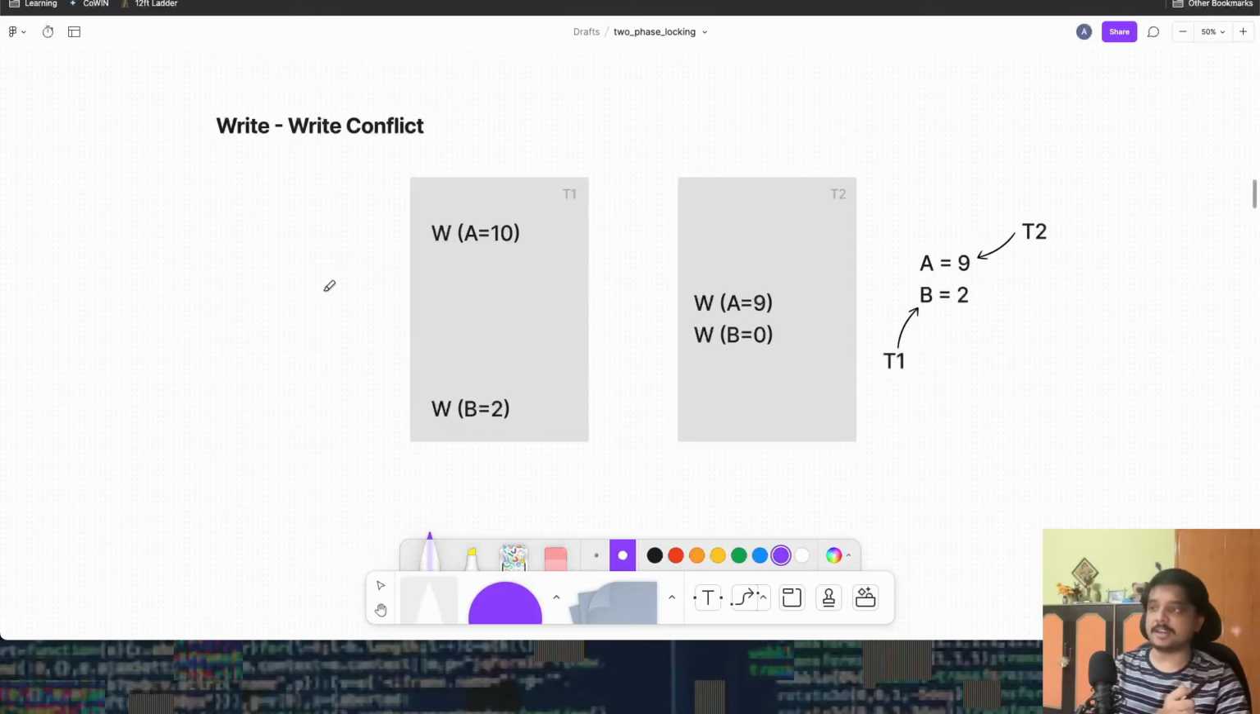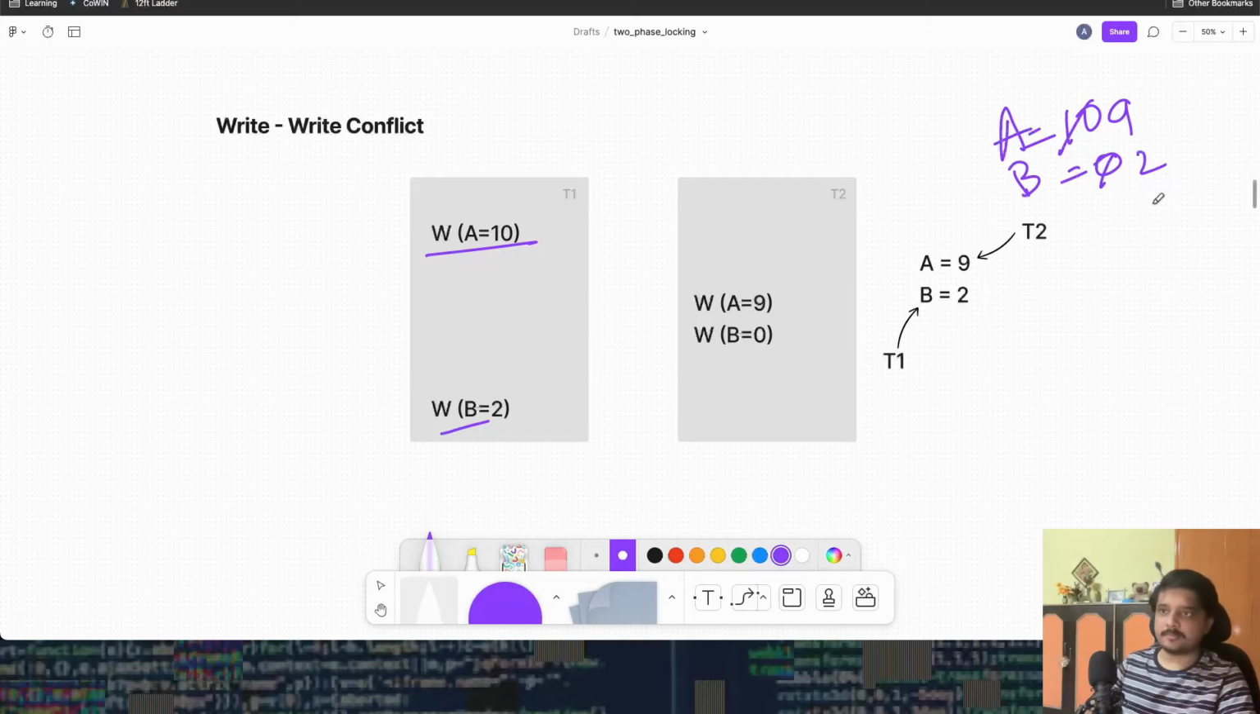So this is a write-write conflict. Let's see what's happening here. This is an interesting one. We have two transactions. The first transaction writes A's value to be 10, so A is currently equal to 10. Then transaction T2 comes, changes A's value to 9 and sets B's value to 0. Then transaction T1 comes again and changes B's value to 2.